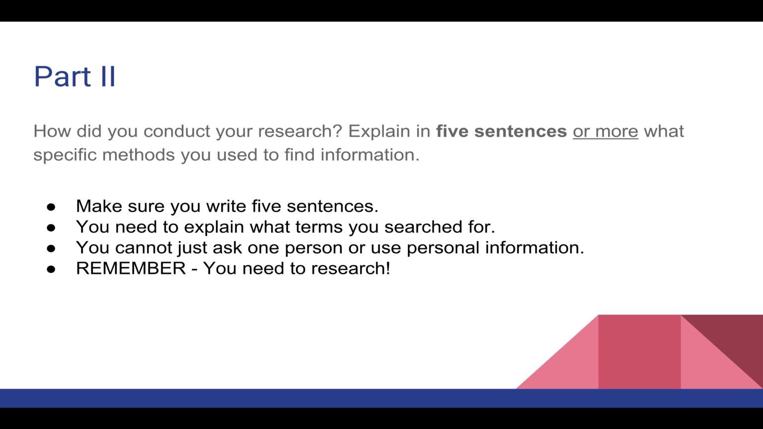Okay, so part 2, how did you conduct your research? Explain in 5 sentences or more what specific methods you use to find information. So I went to the librarian and I asked the librarian. I specifically Google searched and put in whatever you use as your search criteria. You want to be as explicit as possible to explain how you went about to find your information. And you minimally have to have 5 sentences. You just can't have one person that you ask. So you need to explain.